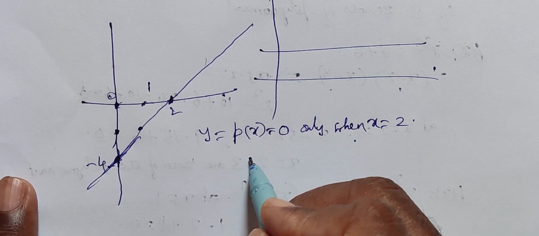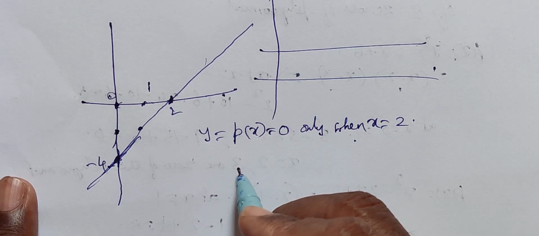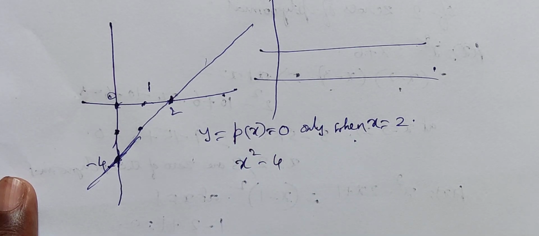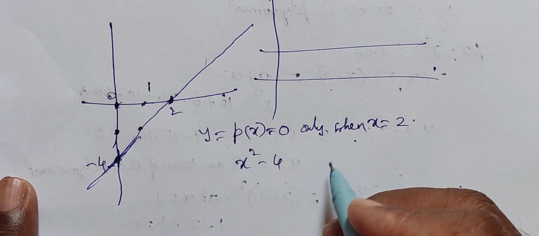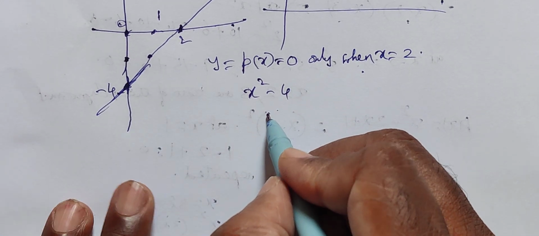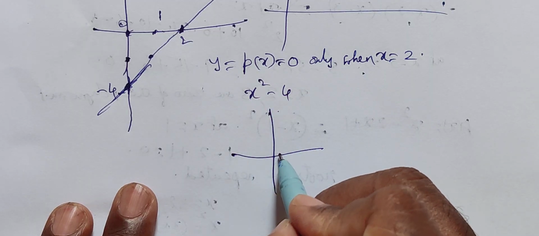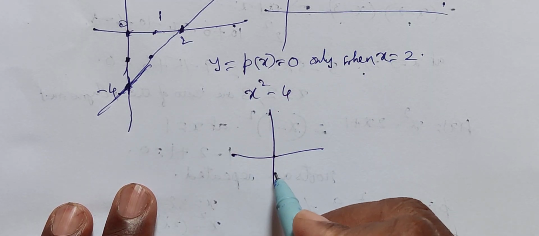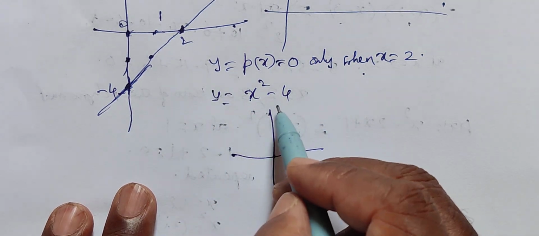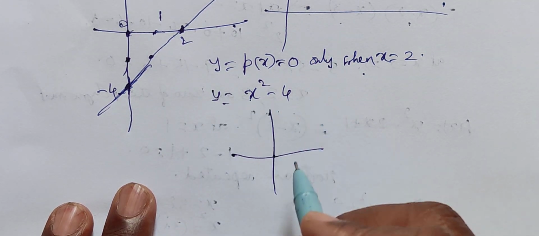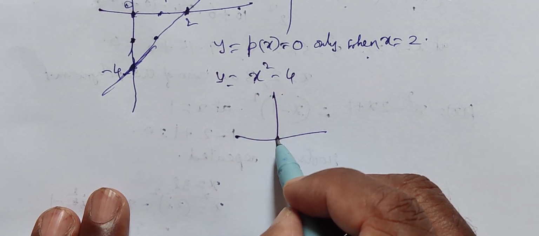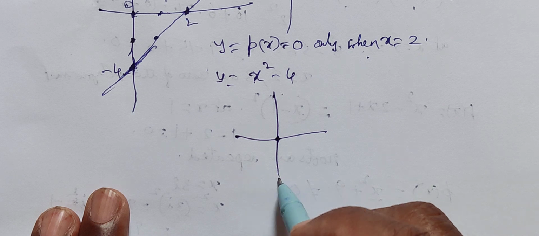So if there are two values of x for which the value is 0, let's say x square minus 4 is another polynomial. If I write this x square minus 4, how will the graph look? I will try to draw that particular graph. Let y be equal to p of x, which is x square minus 4. When x is equal to 0, what is the y value? Minus 4. Minus 4 means somewhere here.